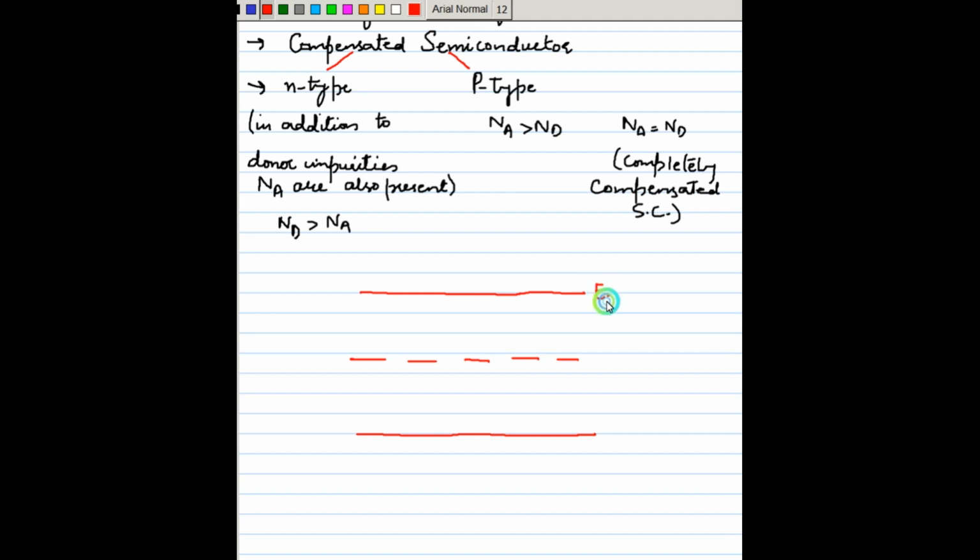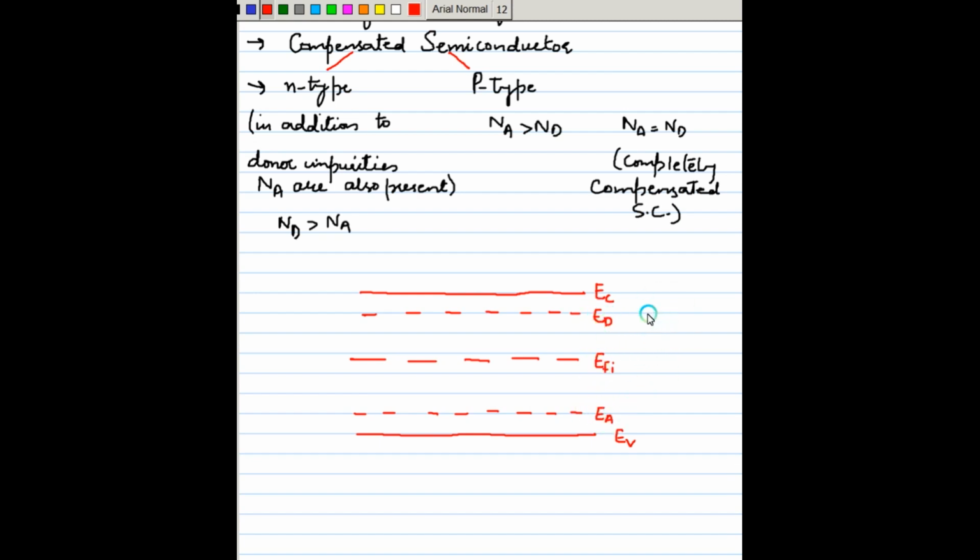This is EC, the conduction band. This is EV. This is the intrinsic Fermi level, EFI. Let's say we have the donor level, and let's say we have the acceptor level. The donor level is ED, and the acceptor level is EA.